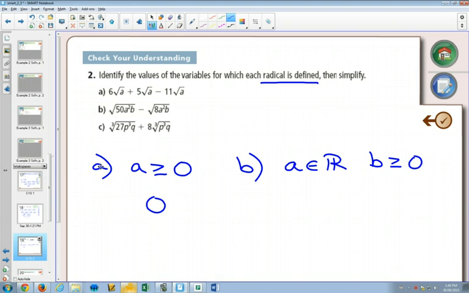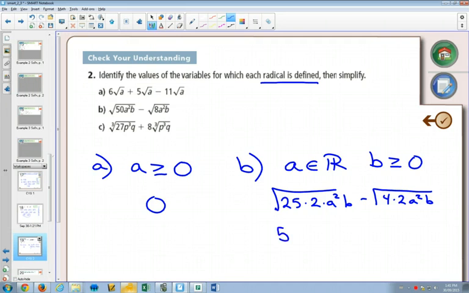Now simplifying, we simplify our square roots, our numbers, and we simplify our variables. Now for 50, I hope you can see that 50 is 25 times 2. We still have an a squared b in there. Minus, and 8 is 4 times 2, a squared and b. So square root of 25 is 5. And inside we're going to be left with a 2.